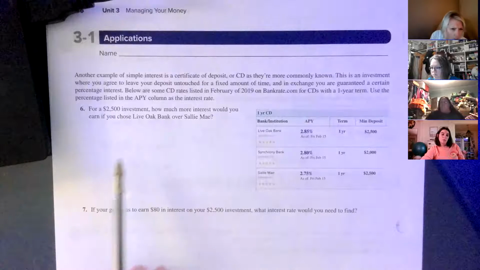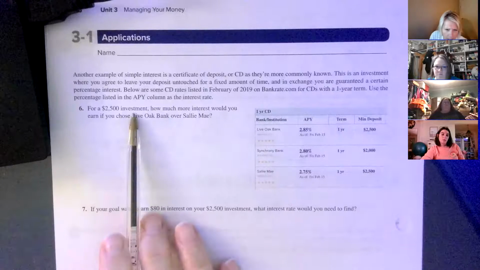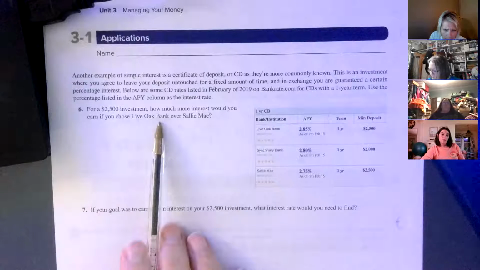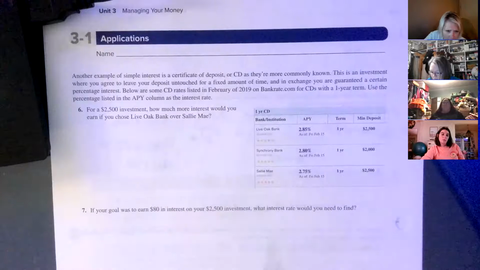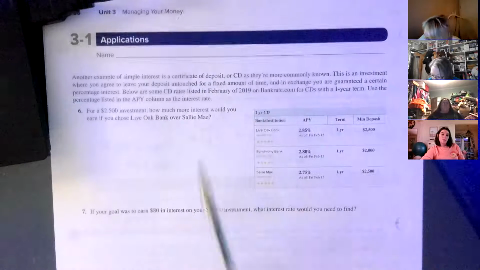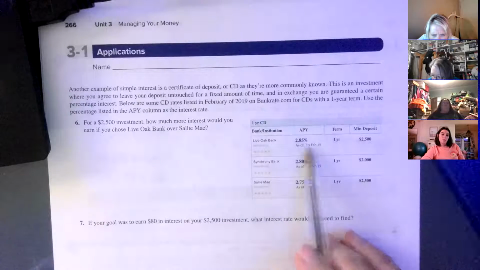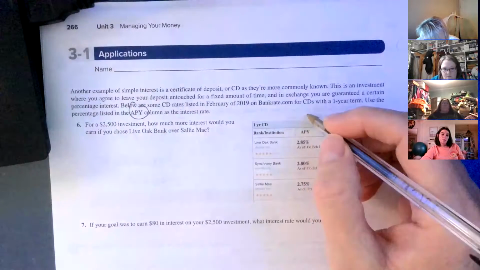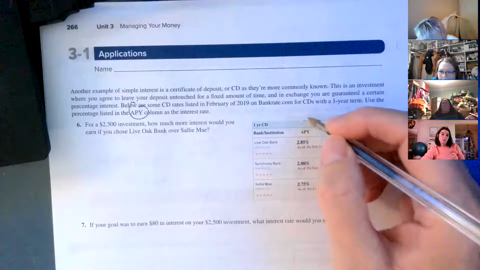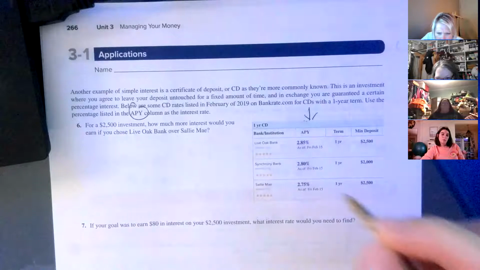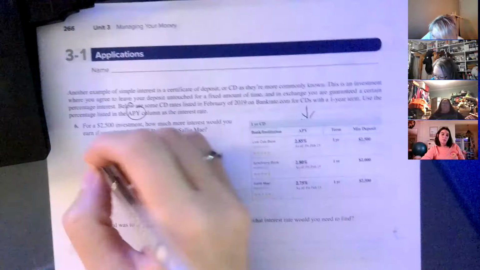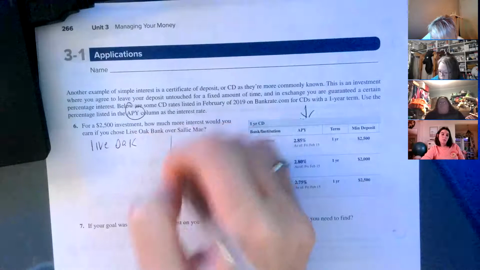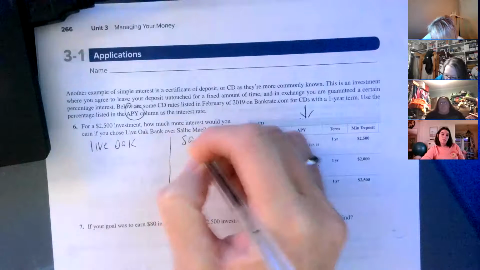It says for a $2,500 investment, how much more interest would you earn if you chose Live Oak Bank or Sallie Mae? So let's see, here's Live Oak Bank. We're going to use the column that says APY, the annual percentage yield. That's the column we're going to use here. So we've got Live Oak compared to Sallie Mae.